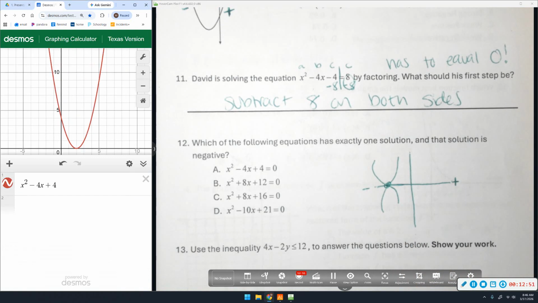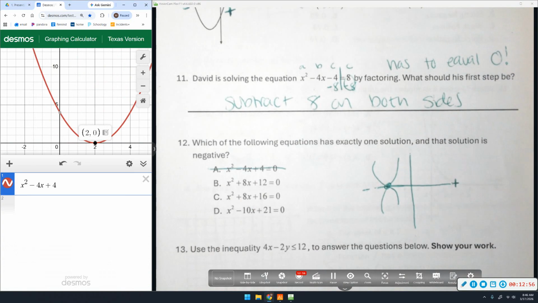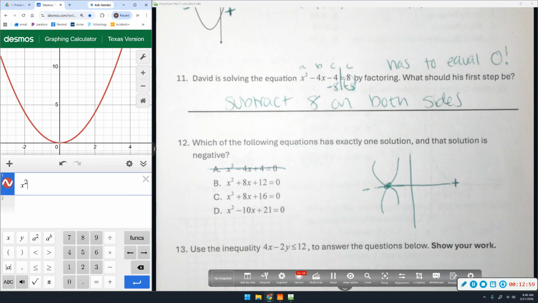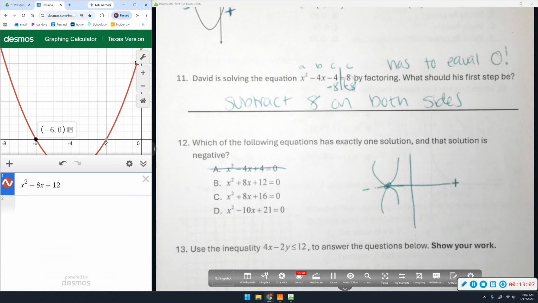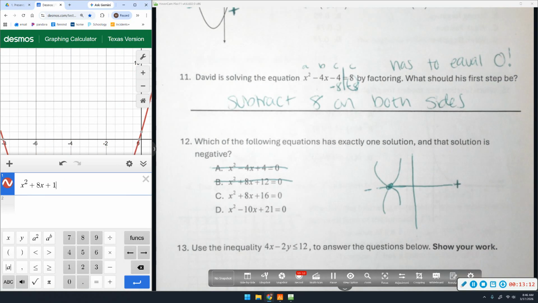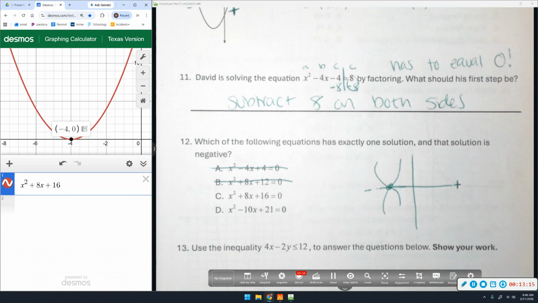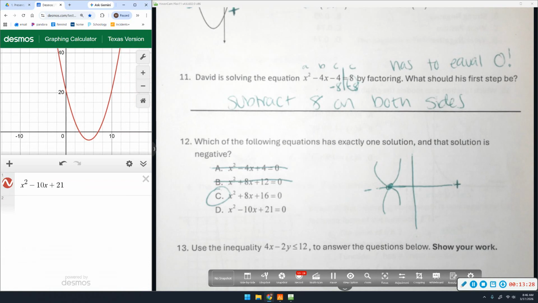Well, that one touches once, but it's a positive 2, so that's not my answer. I want a negative. So this one touches twice. They are both negative, but it touches twice. I only want it to touch once. Here it touches -4, and it only touches once, so C is my answer. And if we even checked that last one, it has 2 positive answers, so it's wrong.